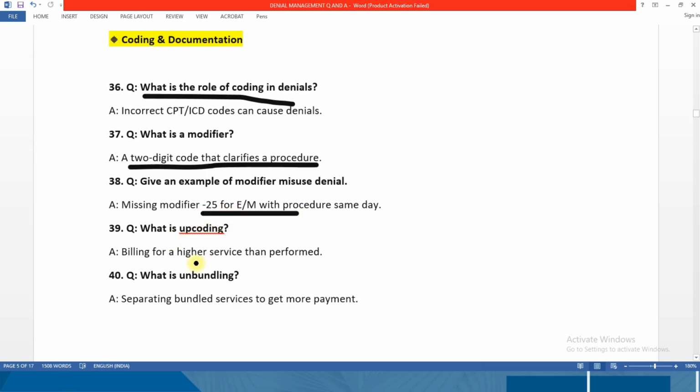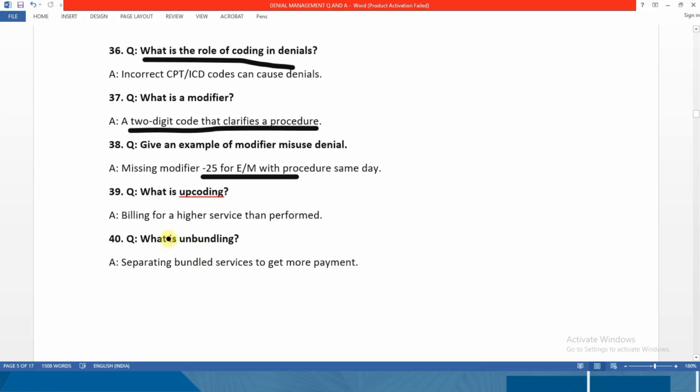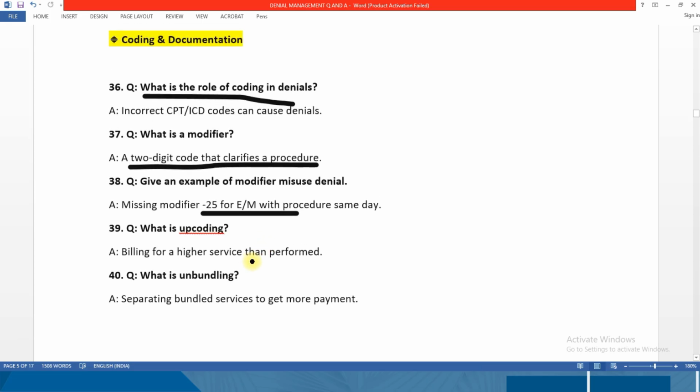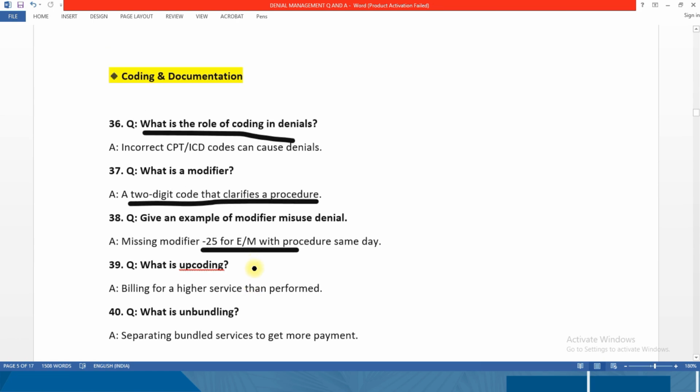So what is upcoding? Upcoding means billing for a higher service than performed. For example, if the physician takes a biopsy, we can't code for excision. If they code the excision, it is called upcoding.